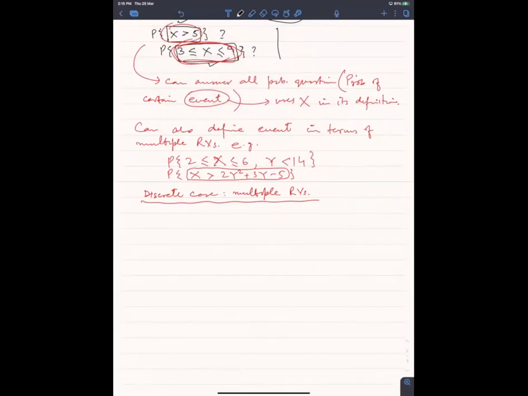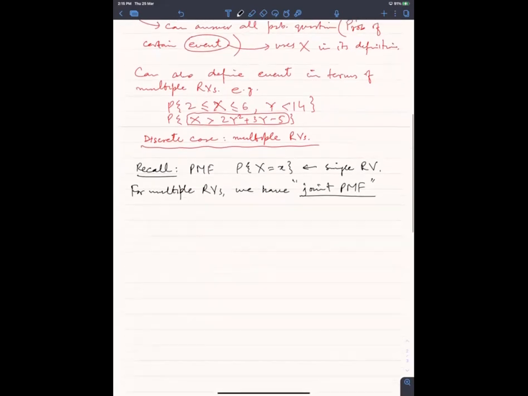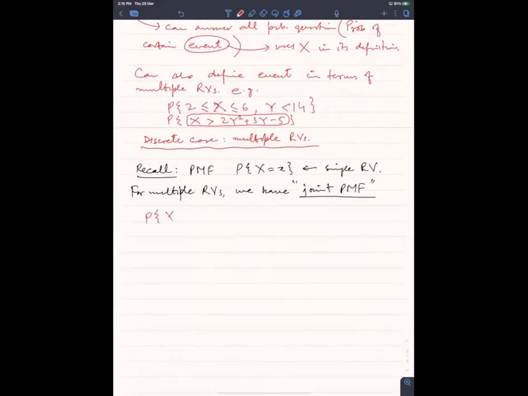So we define, recall, PMF was probability x taking a value small x. This was the PMF for a single random variable. For multiple random variables, इसी की simple extension है. For multiple random variables, we have not just one PMF, we have a joint PMF. Okay. Joint PMF क्या होता है? Joint PMF is probability x takes a value x and y takes the value y.